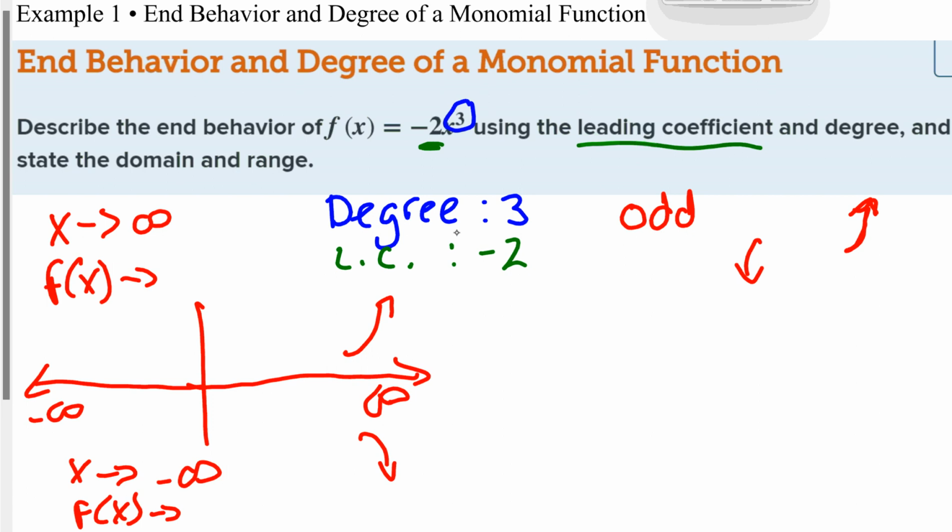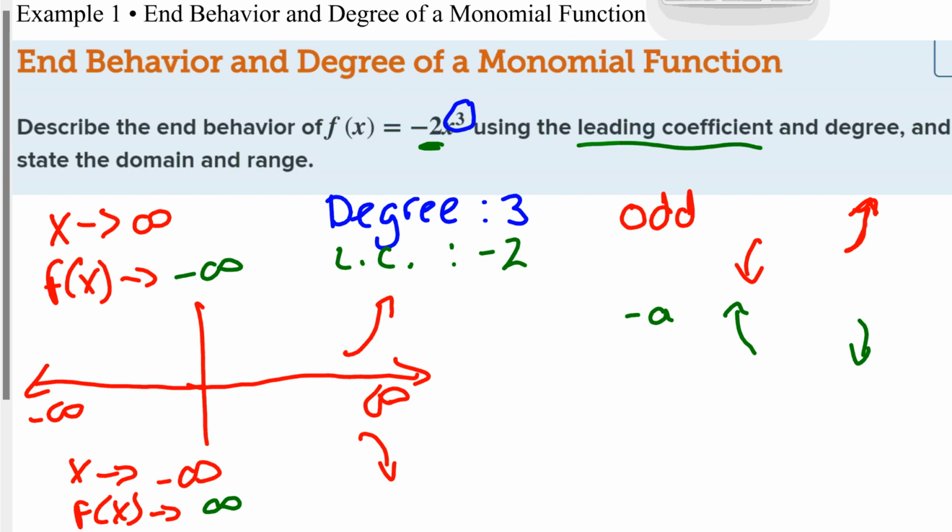But sometimes this lead coefficient affects it. If it's a negative lead coefficient, negative a, it will actually flip. Instead of going down as I go towards more and more negative, it's going to go up. And as I go to positive x's, it's going to go down. So this one, because it's odd, looks like the red one here, but because I have a negative coefficient, it's going to flip. As x gets bigger and bigger, I'm going to negative infinity on my y's. And as x gets smaller and smaller towards negative infinity, it's going to go towards positive infinity. That's how you do it with odd degrees and a negative coefficient.